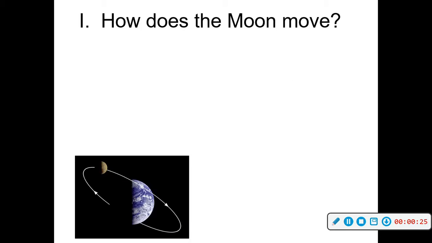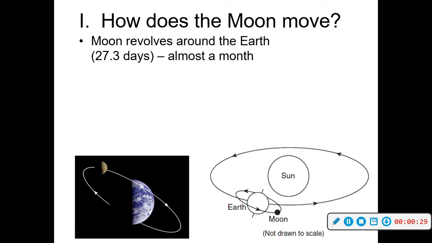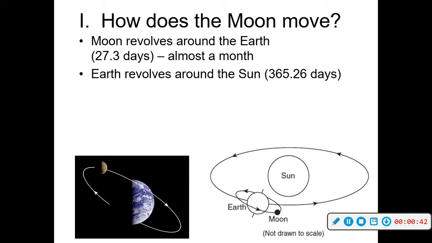So how does the moon move, first of all? So basically the moon revolves around the Earth, and it takes almost a month. It's actually 27.3 days exactly to fully orbit the Earth. The moon phases aren't exactly that. I'm going to talk about that in a moment. Also remember, the Earth revolves around the Sun. It takes 365.26 days, and that's why you see again the moon changes about on a monthly basis.